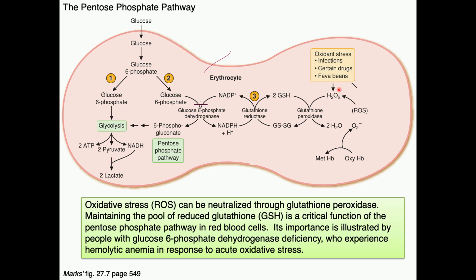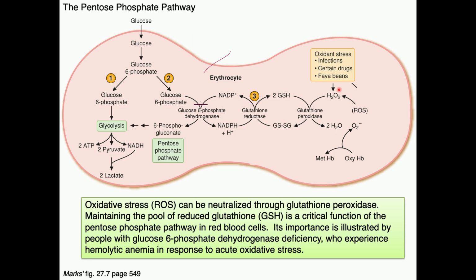Okay? Now, in most healthy people, they have enough capacity in their pentose phosphate pathway and enough reduced glutathione that they can take that episodic oxidative stress, and it's essentially invisible to them. They don't have any ill effects from it whatsoever.